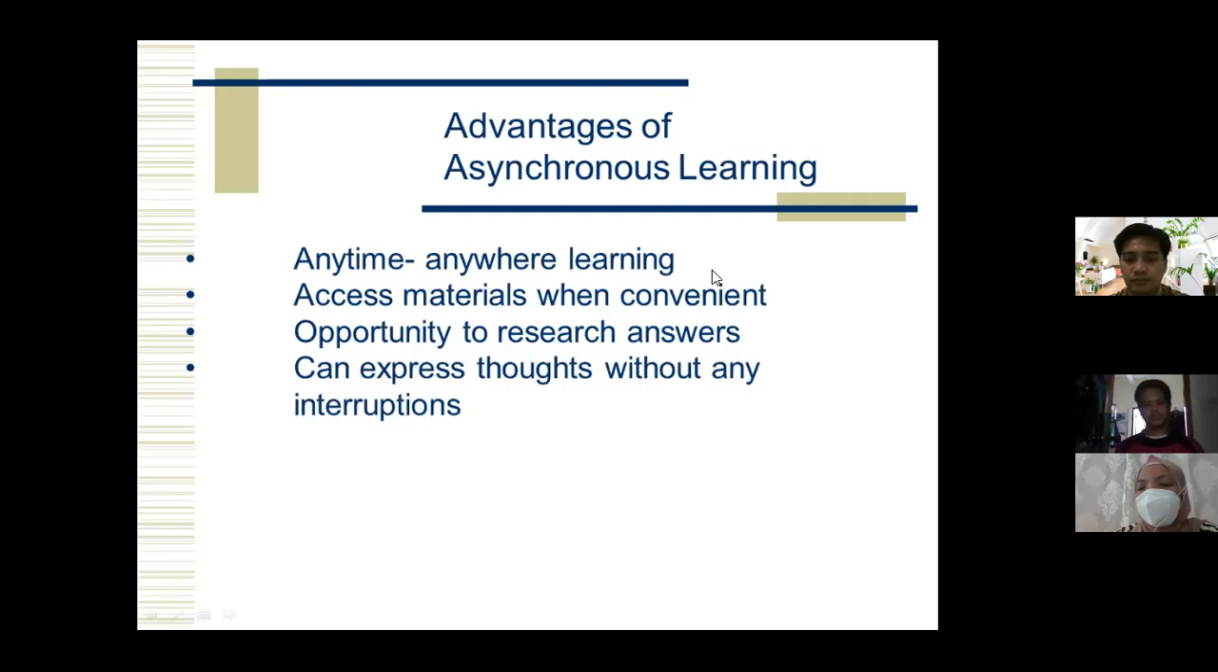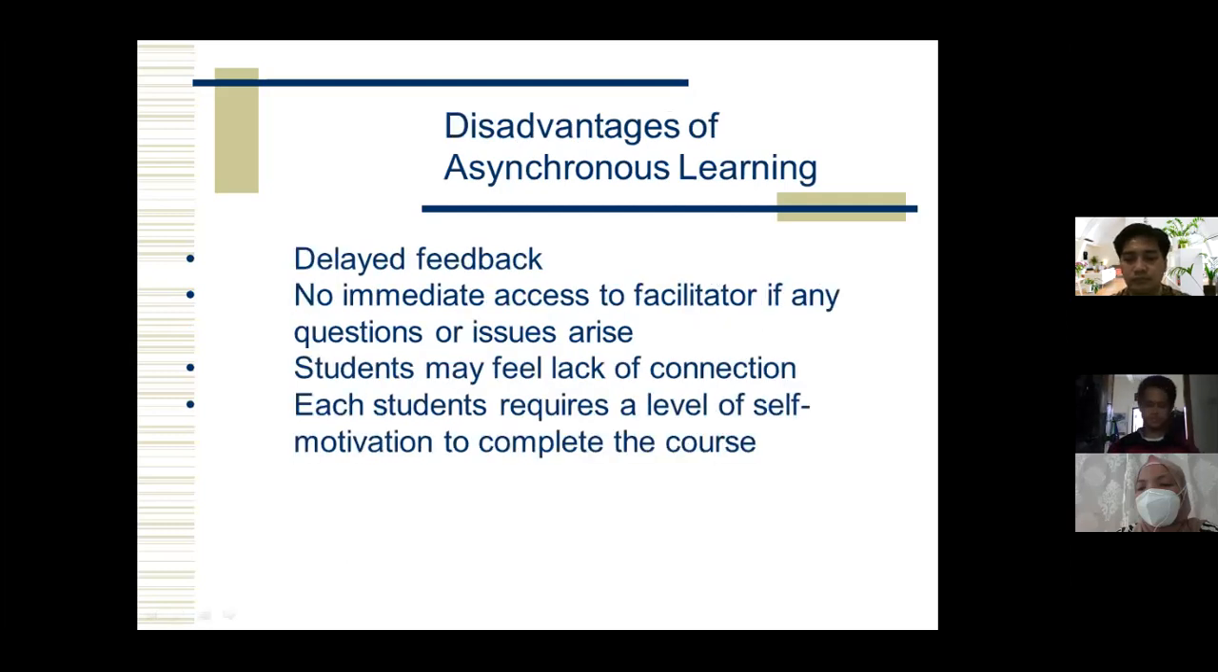However, we still have some disadvantages for this kind of learning. The first one is the delayed feedback, since the teachers cannot give feedback directly on the students' assignments, and the students cannot get fast feedback from the teachers. It's quite different when we have synchronous learning.